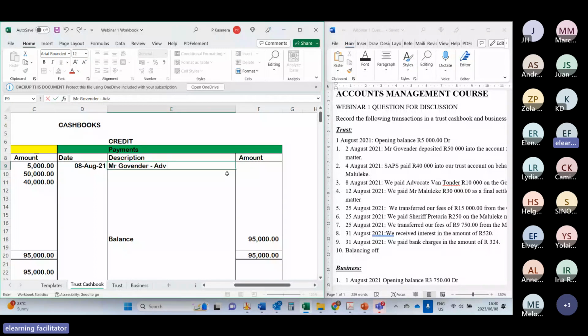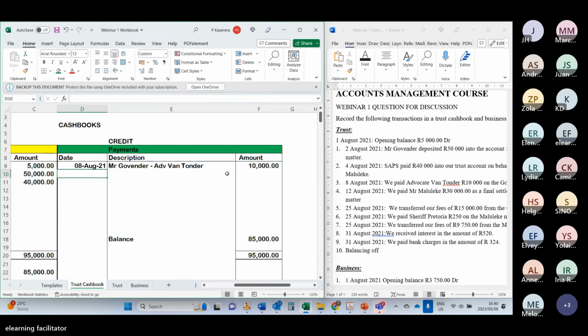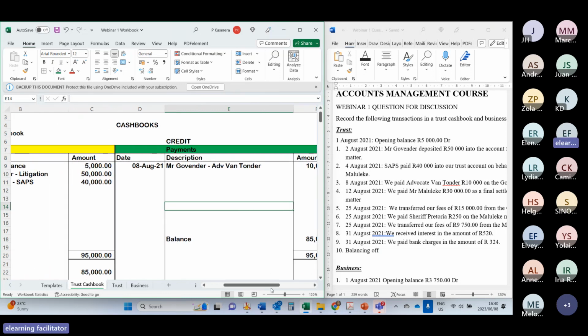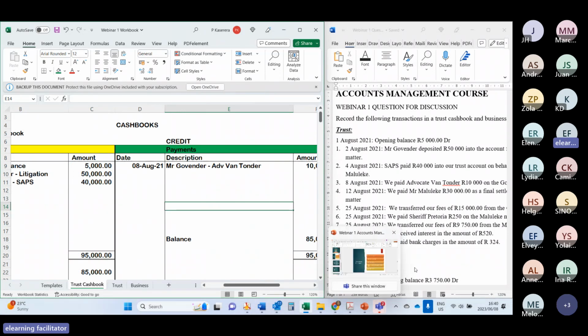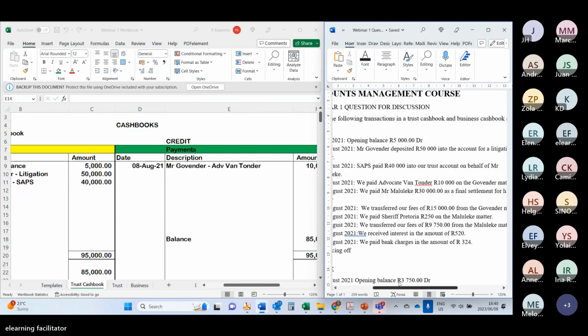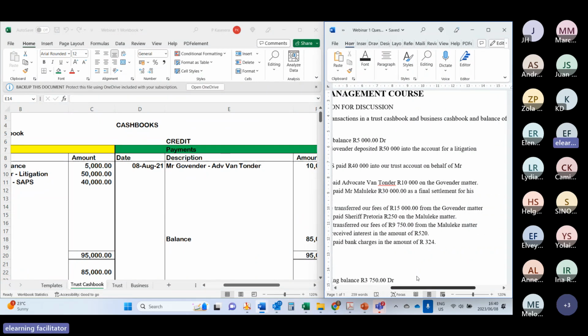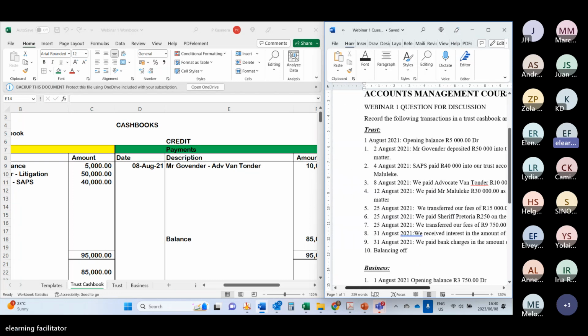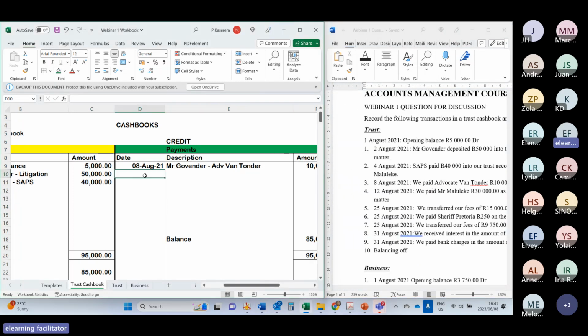Okay, so in our description we show that it's advocate and we link it to our matter. 10,000 like that. Okay. So this is how we record in our cash books. And then 12 August 2021, we paid Mr. Maluleke 30,000 as a final settlement for his matter. So we come to 12 August. So this is how we record in our cash book.